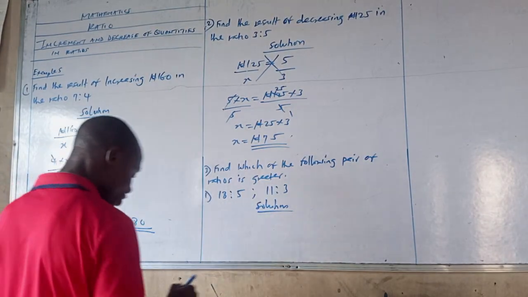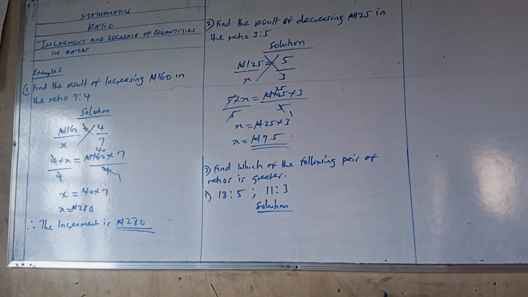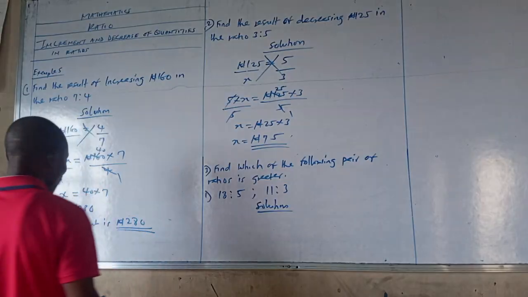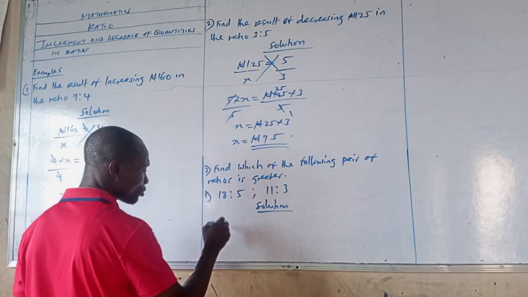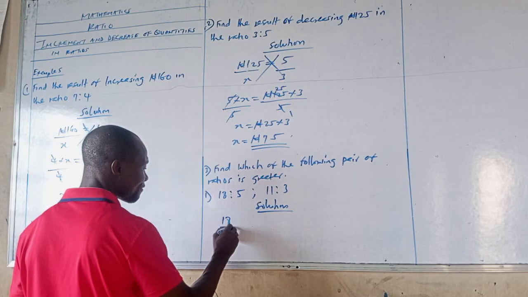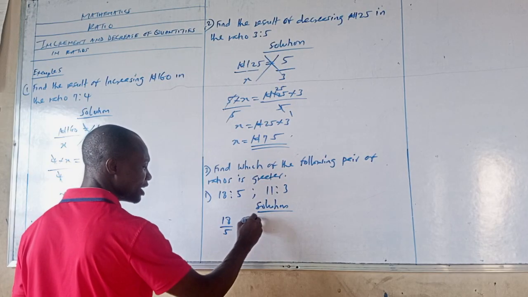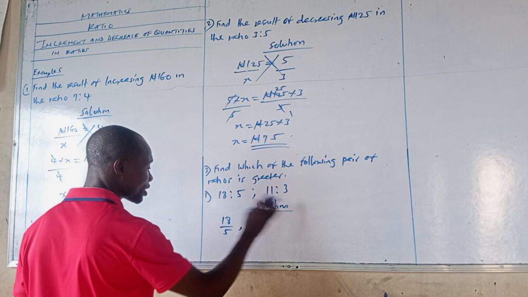There are two approaches in knowing which of them is greater. The first one is the LCM method. The LCM method: 18 over 5, 11 over 3. Which of these ratios is greater?